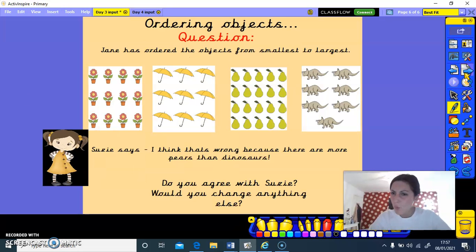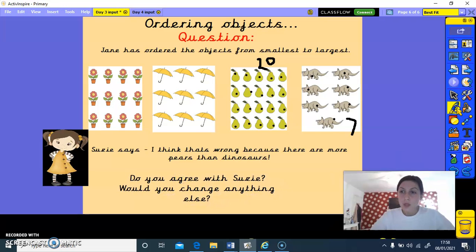And last but not least, we have a question. It says, Jane has ordered the objects from smallest to largest. But Susie says, I think that's wrong because there are more pears than dinosaurs. Do you agree with Susie? Do you think there are more pears than dinosaurs? Yes, I think so. You can see that quite easily, can't you? There are 1, 2, 3, 4, 5, 6, 7 dinosaurs. But there are 1, 2, 3, 4, 5, 6, 7, 8, 9, 10, 11, 12, 13, 14, 15, 16, 17, 18, 19, 20 pears. So I agree with Susie. There are more pears than dinosaurs.